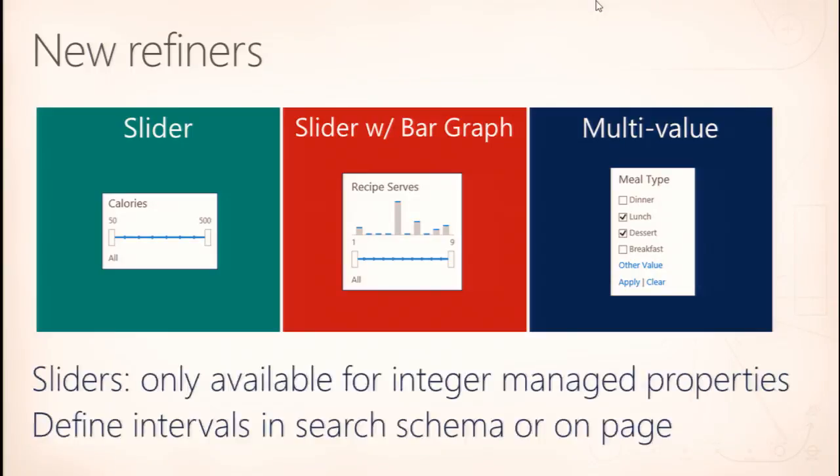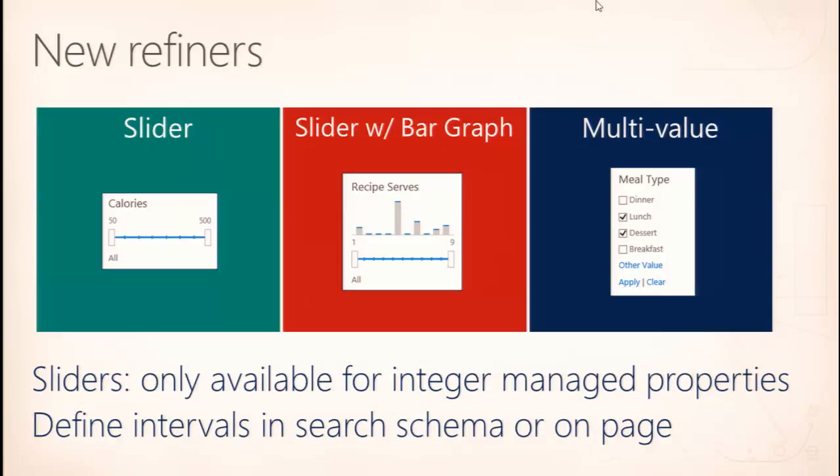Multi-value is new. It's pretty cool because you can actually select two, apply. The multi-value is a string refiner. The other two sliders have to be just on integer managed properties. So we looked at the two that he indexed, which was calories and, I'm sorry, calories and number of servings.